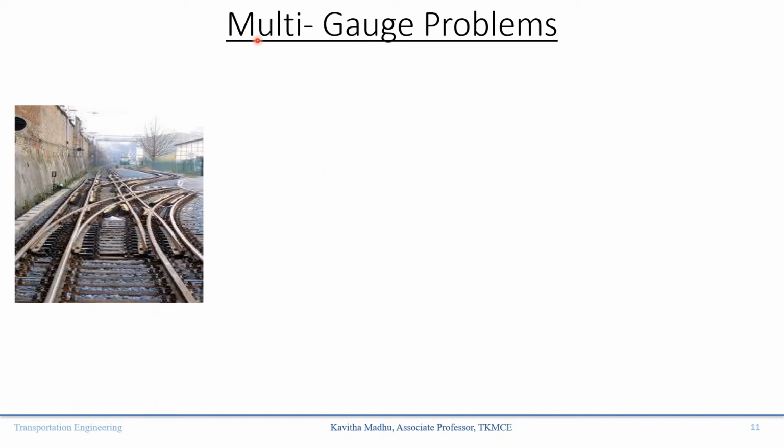So what is the issue with multi-gauge? If you are going to Ooty, a person from Kerala, how can he go? First of all, we have to go to Mettupalayam. From there, we have to catch a toy train to Ooty. So there is a change from broad to narrow gauge. What are the problems you face when changing from one gauge to another?